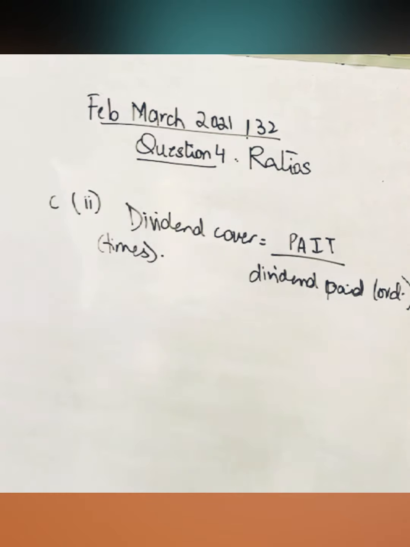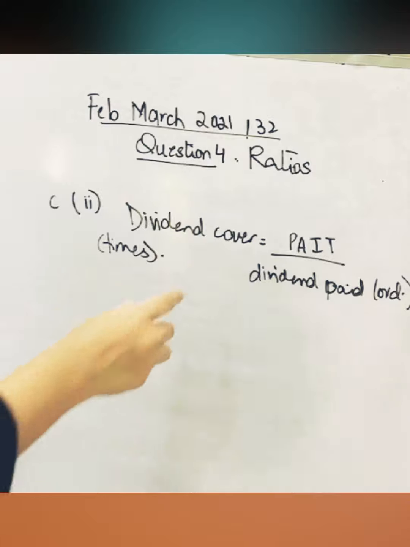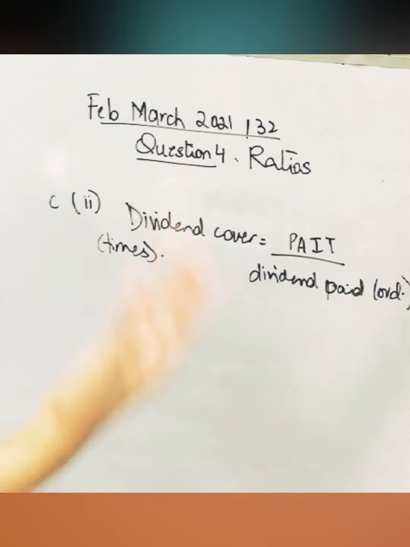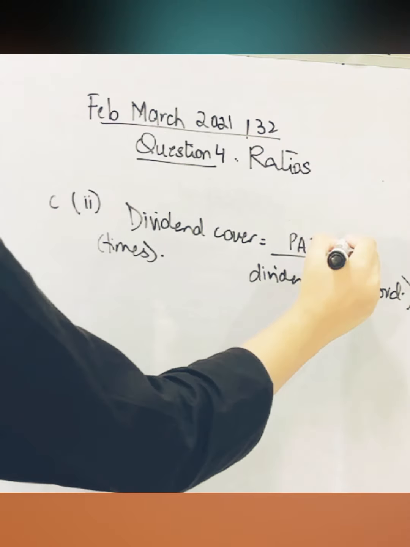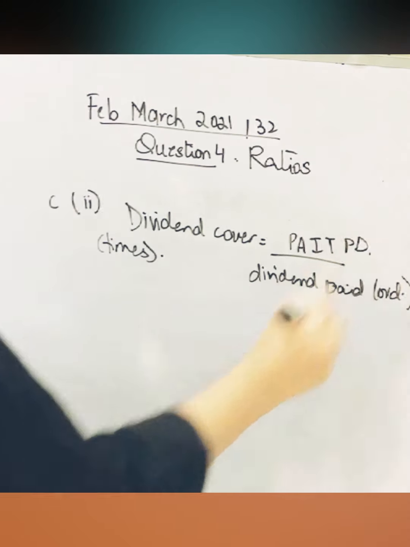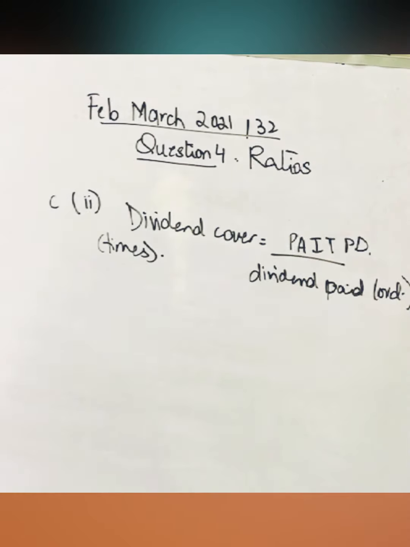Now the second part is related to dividend cover. So the dividend cover formula is profit after interest and tax divided by the total dividend paid, which is basically ordinary dividend paid. So profit after interest and tax is used in this formula. Why? Because ordinary dividend is paid after preference shares. So this is profit after interest, tax and preference dividend. So then the dividend paid is calculated. So this is how the formula works.